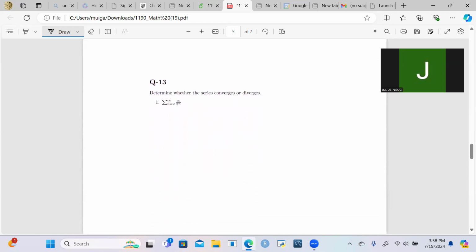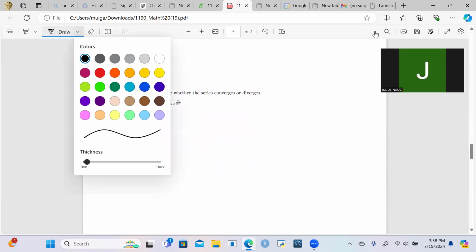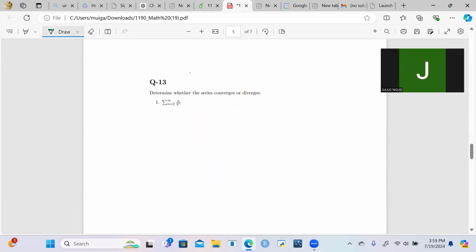So for question number 13, determine whether the series diverges or converges. So change the color to green. We have the sum as n starts from 2 to infinity of n divided by 3 to the power of n. So the test we use here, we find that for this function, we will use the integral test. And the reason being we check this function is continuous from 2 onwards.